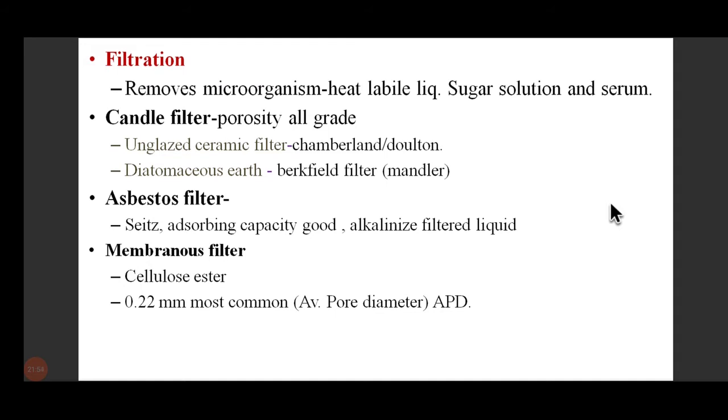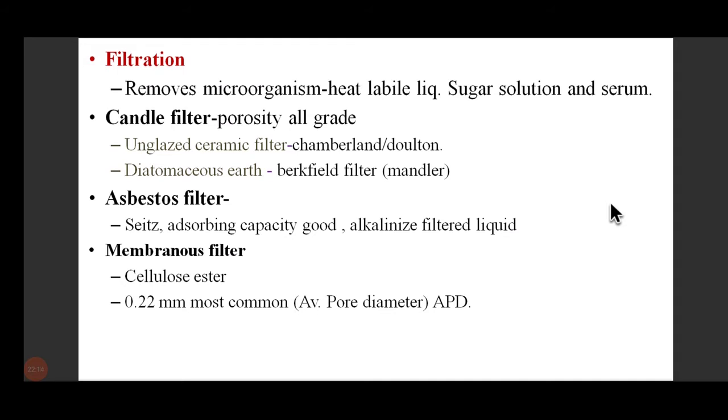We can have a candle filter, which has a graded porosity, and you can use a ceramic filter or a diatomaceous earth filter. And you can also use an asbestos filter. We can use, for example, the Seitz filter. Its absorbing capacity is good, and it can alkalinize the filtered liquid.